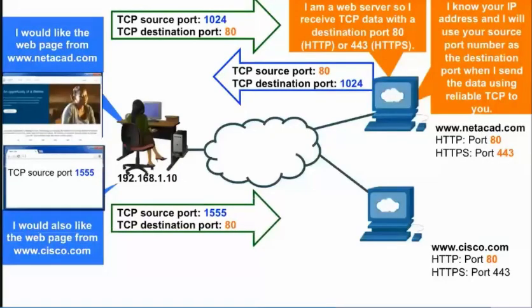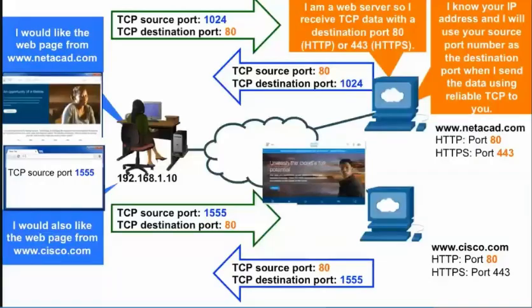If the client opens up a separate browser window, in this case entering the URL www.cisco.com, a different TCP source port number will be associated with this specific web browser window. In this case, TCP source port 1555. Although the HTTP request message will be sent to a different server, the same well-known TCP destination port number of 80 is used to indicate this is for the HTTP application.